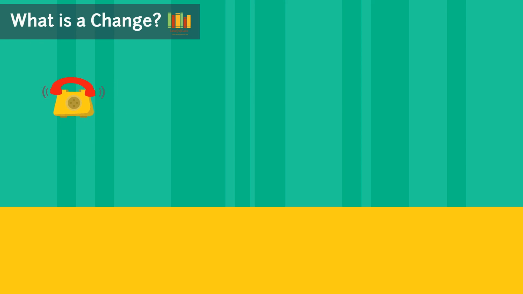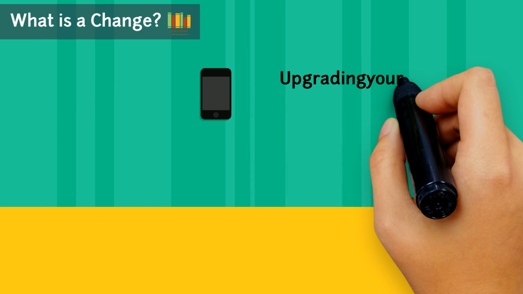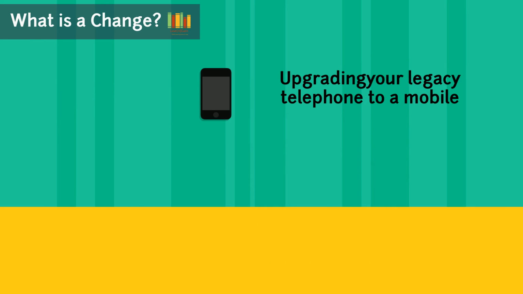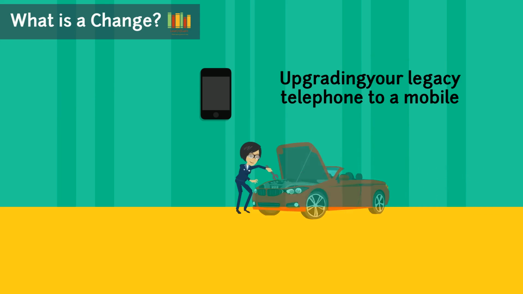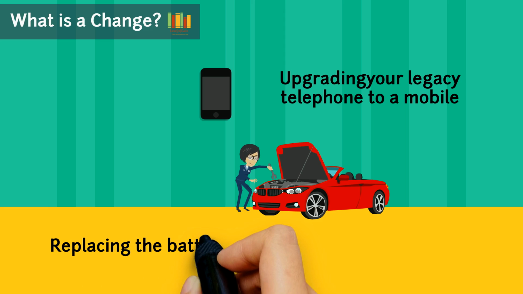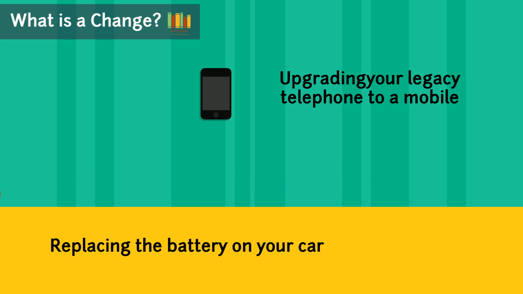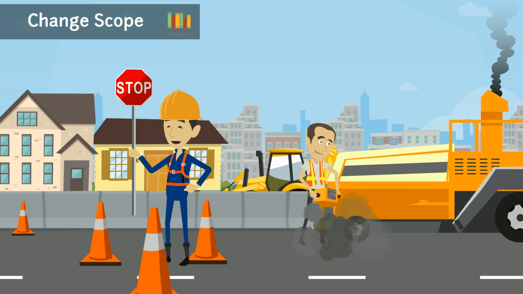A simple example of a change could be upgrading your conventional telephone to a mobile device. Another simple example of a change could be replacing the battery in a car. Every organization should define the changes that are out of scope. For example, upgrading the road is not in our scope, while any upgrade inside a house is within our scope.